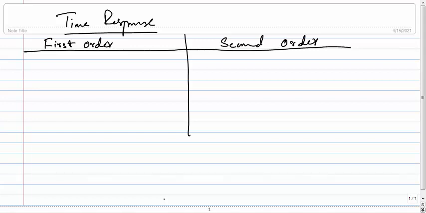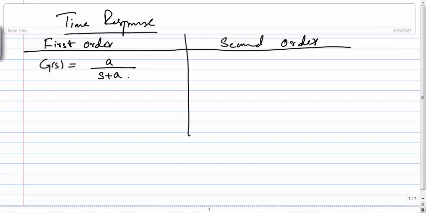So let me start with first order response, how first order looks like and what type of information we can get from first order response. So if we look at the transfer function first, we can write the transfer function of first order as 1 over s plus a. So this is first order system.